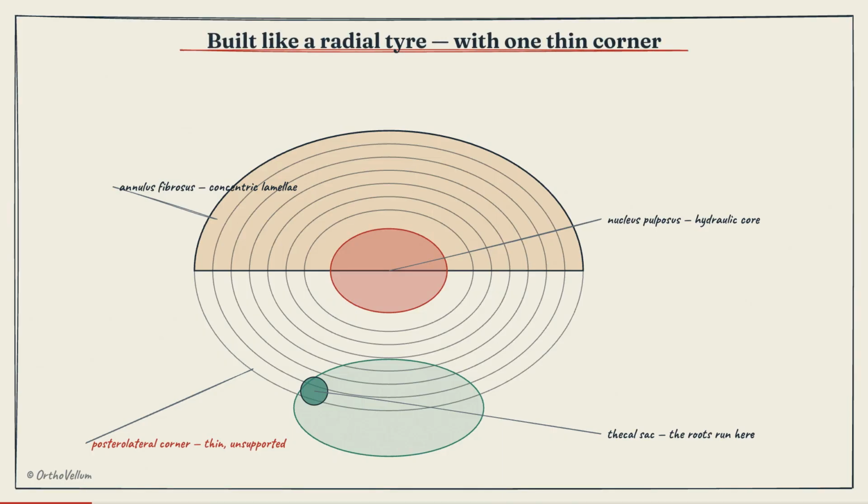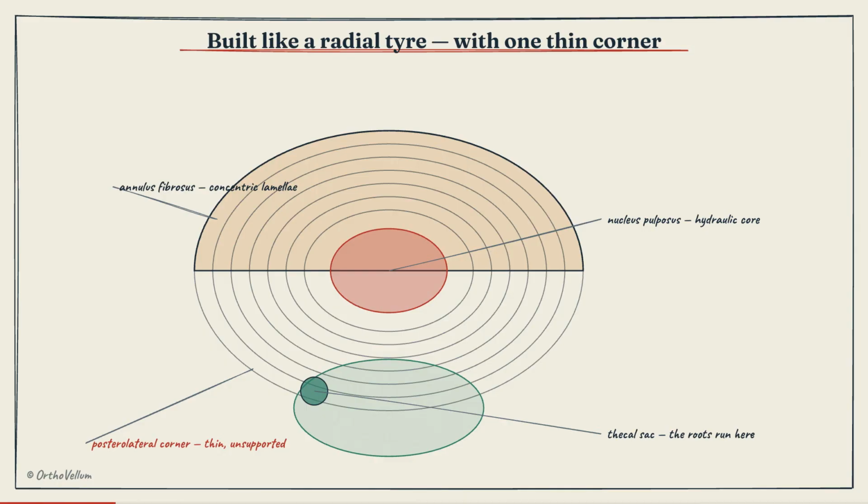This is a lumbar disc seen from above, and it is built like a radial tire. The outer wall is the annulus fibrosus, sheets of collagen laid in concentric rings, and the fibers in each ring run obliquely, alternating direction layer by layer. That crossed arrangement is what lets the disc resist twisting.